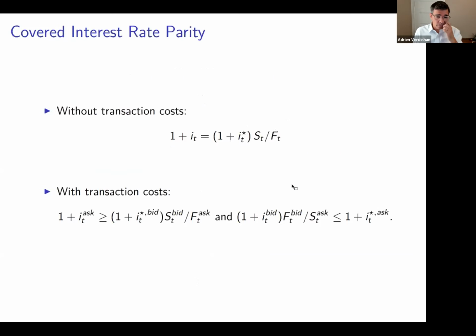Now, if you want to be more precise, you also have to take into account transaction costs. You know that there are bid-ask spreads on currency markets like in any other market. And so what you want maybe is not an equality, but two inequality conditions. What do those two conditions mean? Intuitively, it's just the idea that you cannot borrow in the US and invest abroad, take out the risk and make money. In the same way, you cannot borrow abroad, invest in the US, take out the currency risk, and make money. It's just not possible. And that's why you have those two simple conditions.